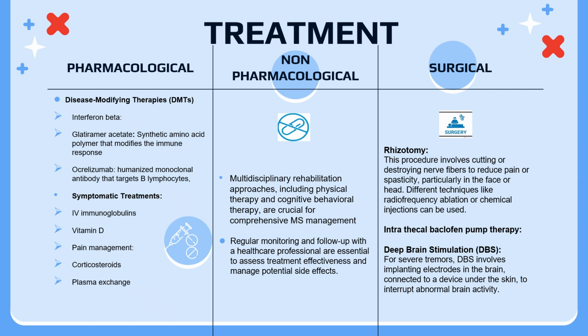Next is surgical. Now, when we talk about surgical, what immediately comes to our mind is rhizotomy. What is this? This involves cutting or destroying of the nerve fibers so that it reduces your pain, your spasticity, especially in your head or face. How you do it, it can be radio frequency ablation or with the help of some chemical injections.